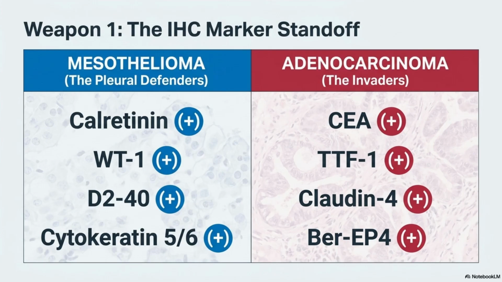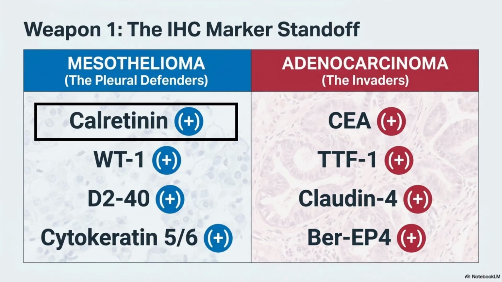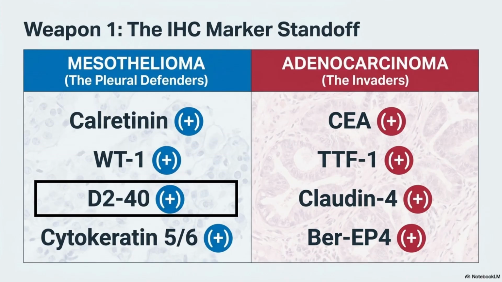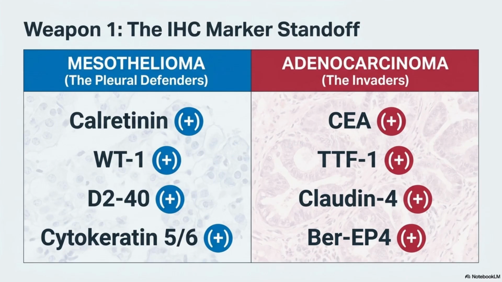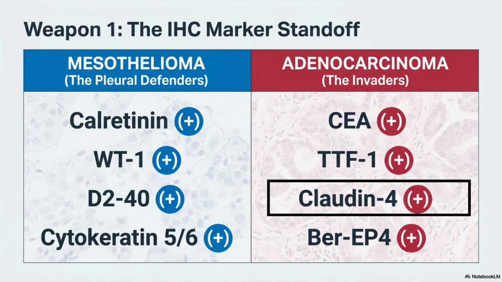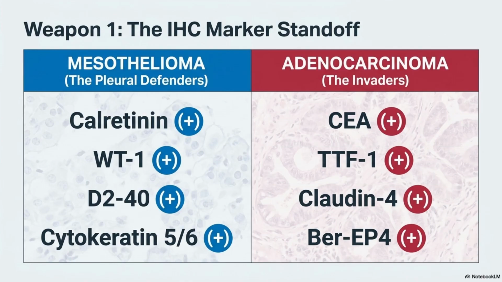Let's dive deeper into Weapon 1, the IHC marker standoff. On the left, we have the pleural defenders, mesothelioma. These cells will predictably stain positive for calretinin, WT1, D2-40, and cytokeratin 5/6. On the right, we have the invaders, adenocarcinoma. These will stain positive for CEA, TTF1, Claudin 4, and Ber-EP4. You must memorize this specific standoff.